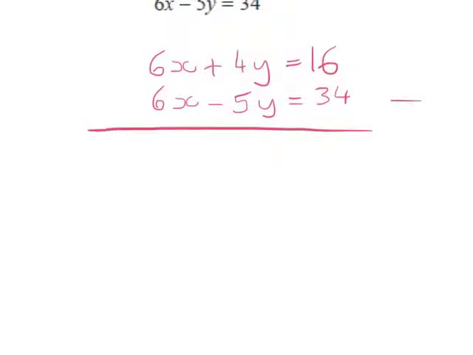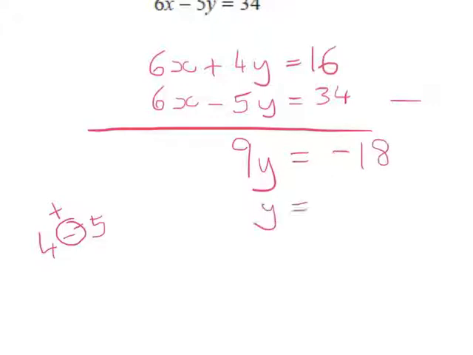6x take away 6x is 0, 4 take away negative 5y. Let's just think about that. 4 take away negative 5, that becomes plus, so we've actually got 9. That's going to be 9y. I need to be careful with that sort of equation. Then we've got 16 take away 34, which is negative 18. Okay, now to find y, we need to divide by 9. So 18 divided by 9 is 2, so negative 18 divided by 9 is negative 2. So that's one of the solutions.